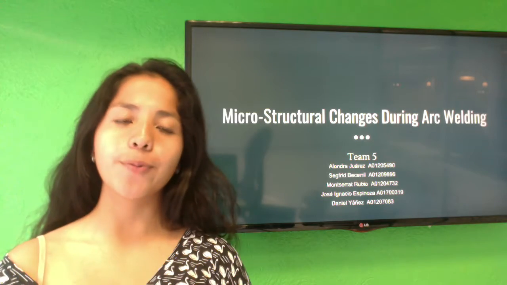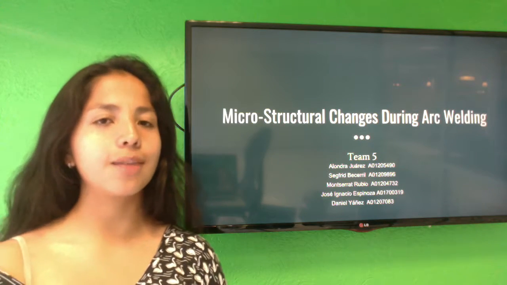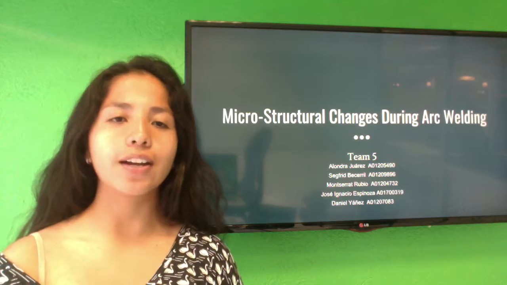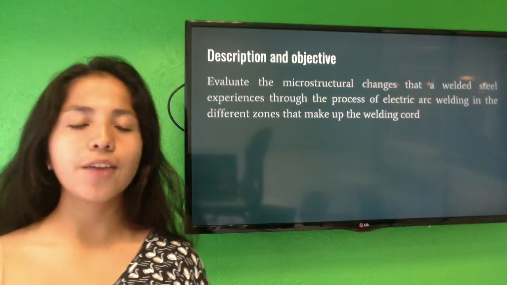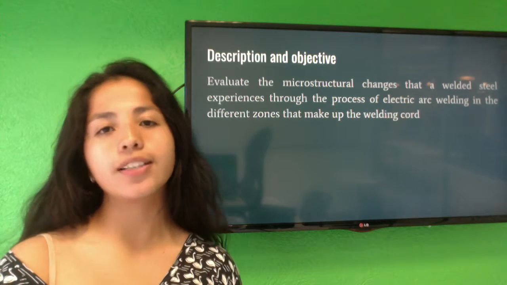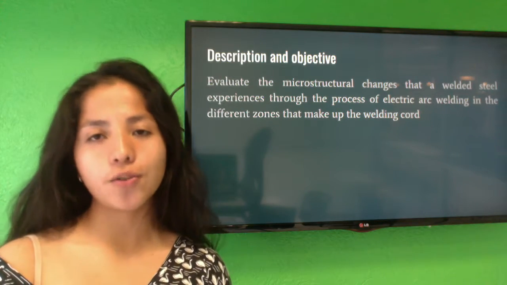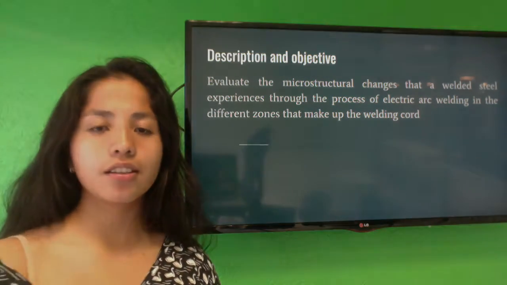Hello, this is the third lab practice of the course of application materials, and it is named Microstructural Changes During Arc Welding. The objective of this practice is to evaluate the microstructural changes that a welded steel experiences through the process of electric arc welding in the different zones that make up the welding cord.